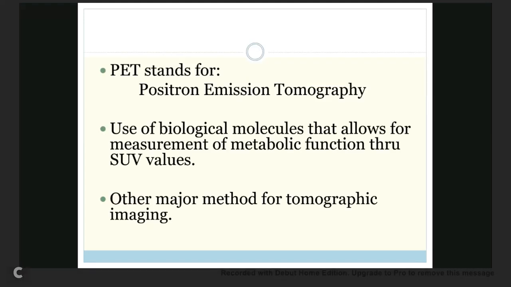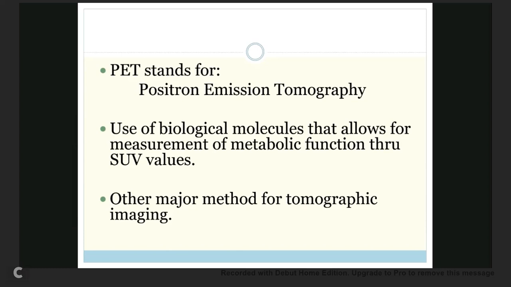So you guys know that it stands for positron emission tomography. It is the use of biological molecules that allow for measurements of metabolic function through SUV values. So basically, what they're trying to say is that the purpose of PET is to evaluate all of these metabolic studies. So cancer, obviously, is highly metabolic, and so that's why we use PET as opposed to doing some other study, like a bone scan, to evaluate all these things.